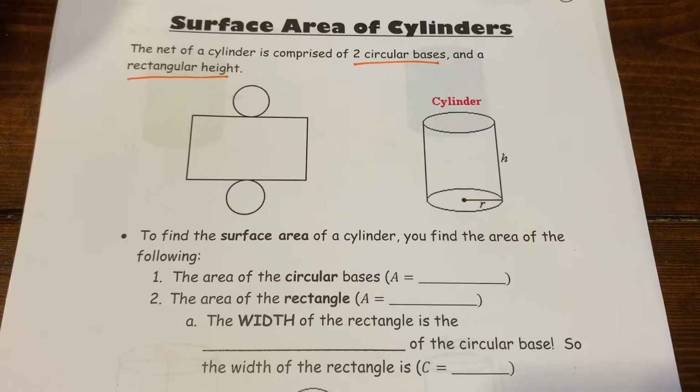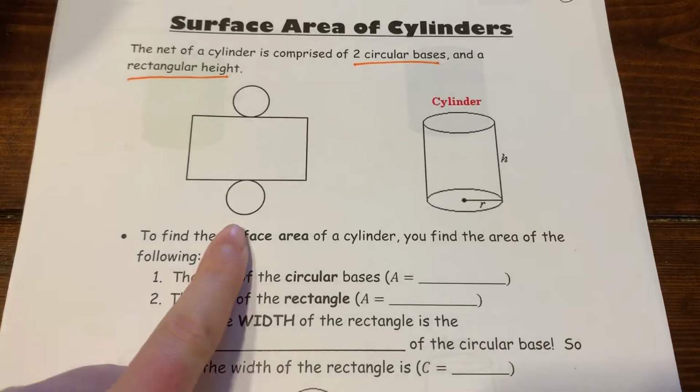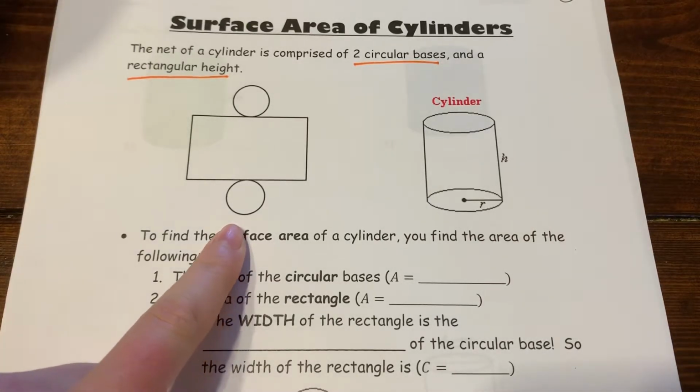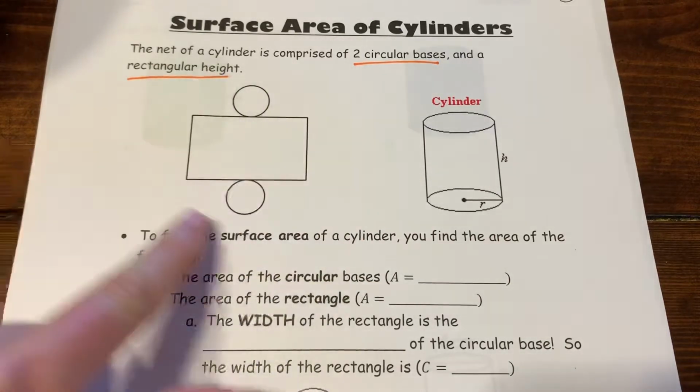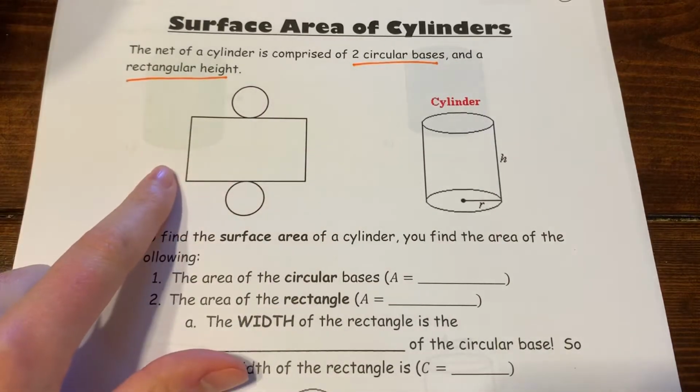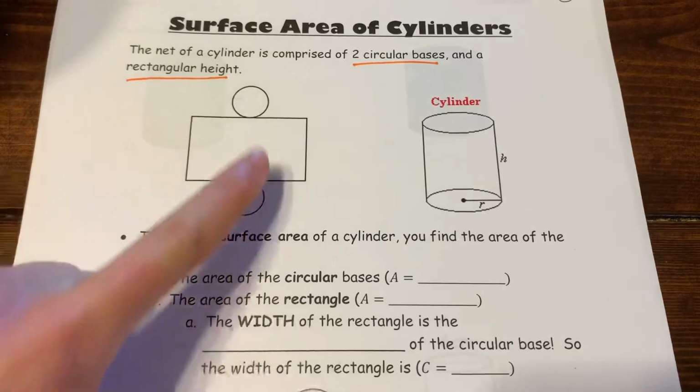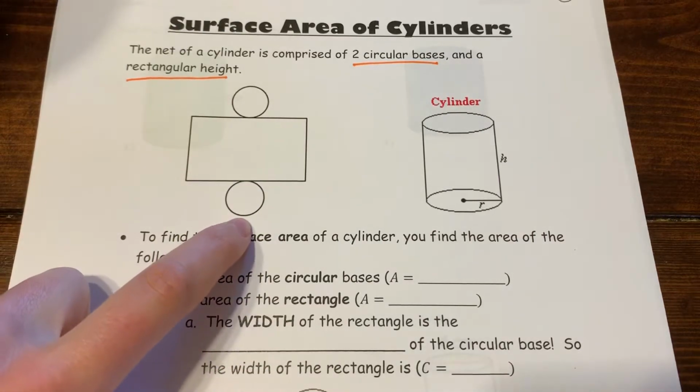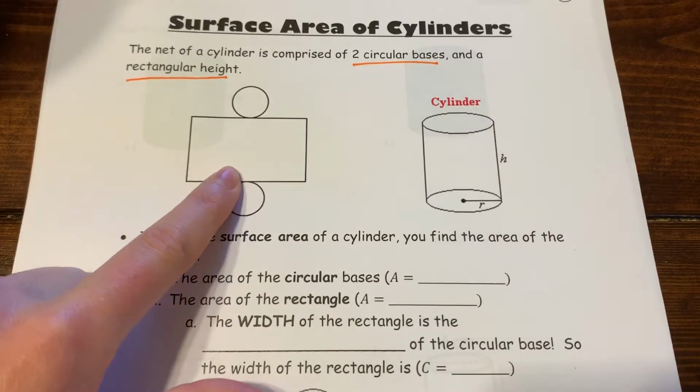So to find the surface area of this cylinder, this net is now very helpful for us, because remember, we can use these nets to find the whole area because we're finding the area of the surface. So I need to find the area of two circles that are identical, so really just find the area of one and double it, and then find the area of the rectangle.